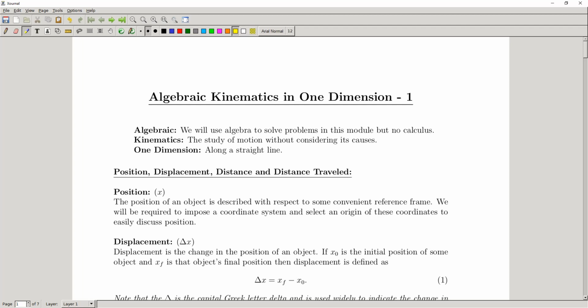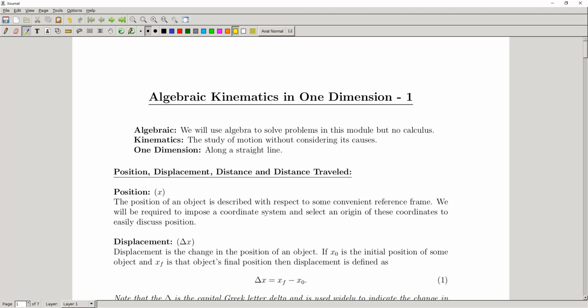In this video, we're going to start looking at algebraic kinematics in one dimension. When we're talking about algebraic kinematics in one dimension, what are we talking about? First of all, we're going to be doing all this stuff algebraically. So we're going to be solving problems in this module using algebra, but we're not going to be using any calculus.